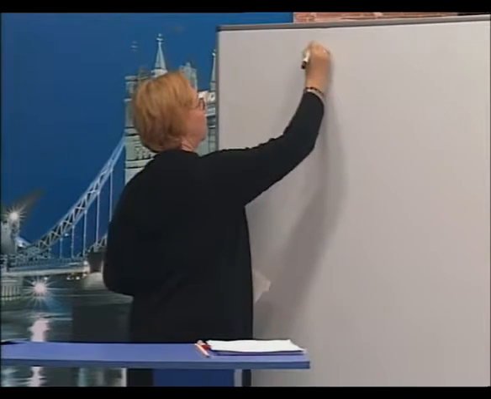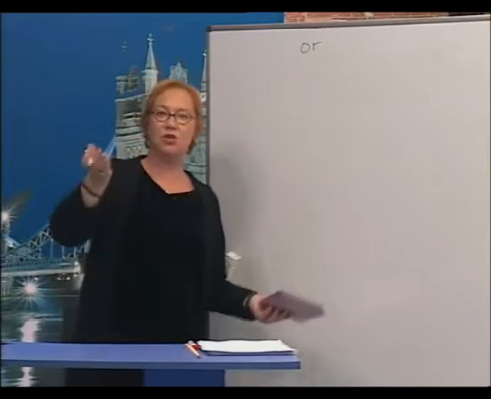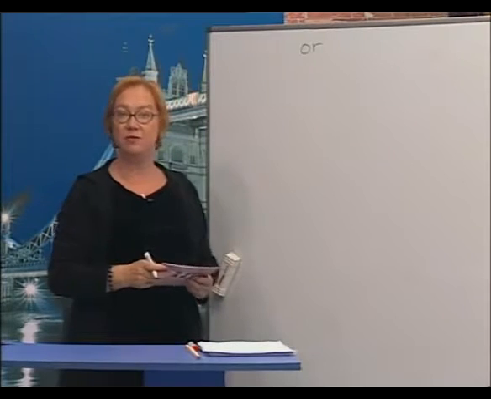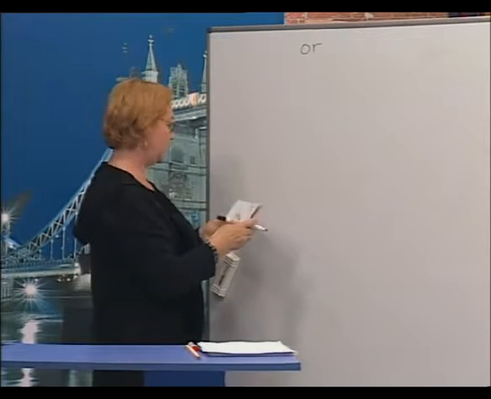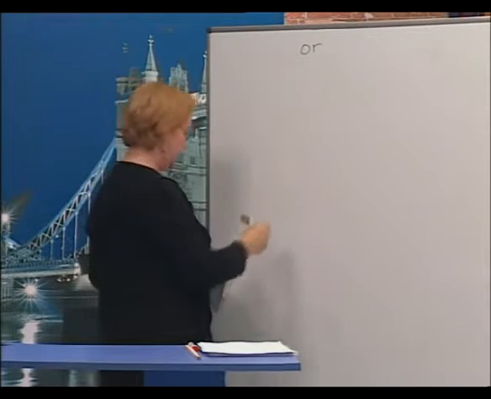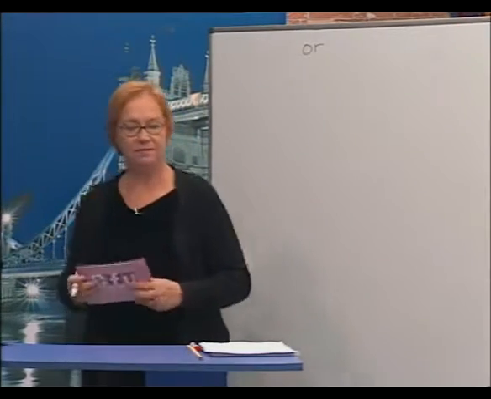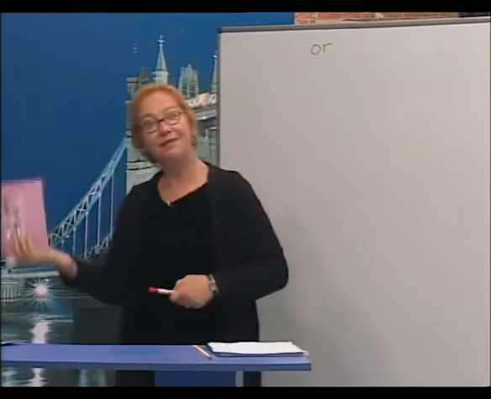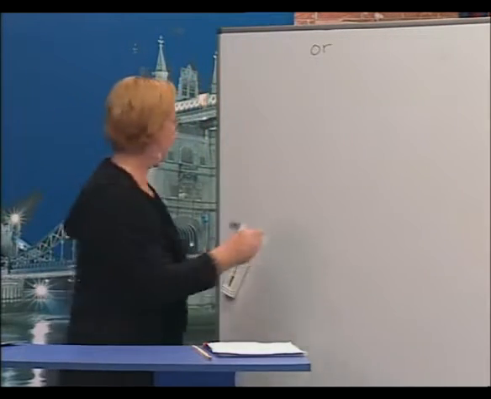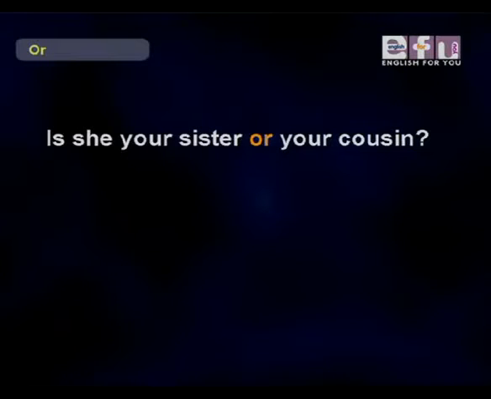All right. Now we're going to talk about a new word called or. Or. It gives a choice. It can be used with almost any kind of word, but we're going to use it with nouns. So we could say this or that. This or that. Now here are some sentences. Is she your sister or your cousin?